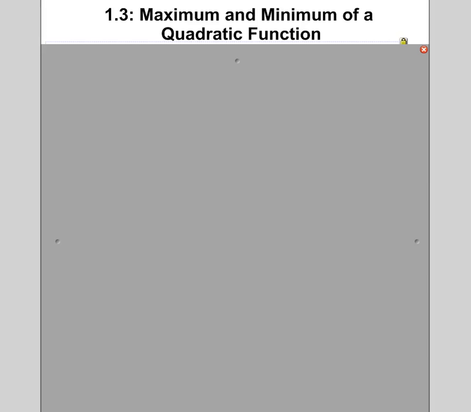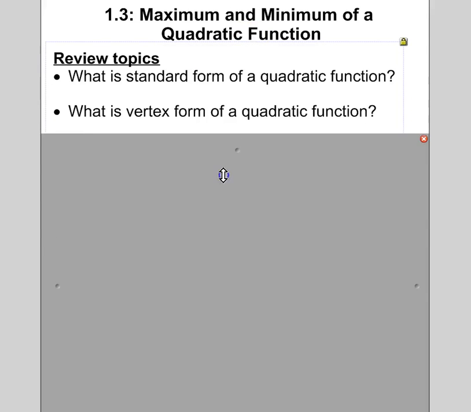Okay, hi class. We're looking at starting into quadratics with lesson 3 of chapter 1. This one's called maximum and minimum. So we're really trying to find lowest and highest points on a parabola. That would be the vertex. And before we do that, we really need to be able to answer some questions from grade 10.